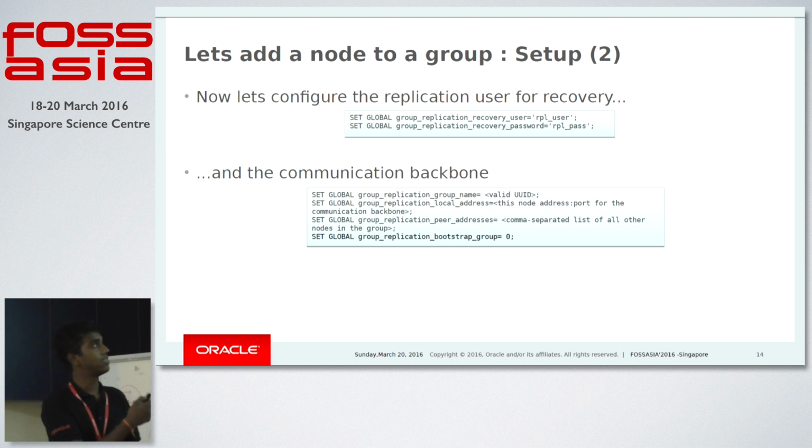And this variable is only used for the first member, which is used to bootstrap the group. Again, this is only for the communication engine. There is no use of it once the group replication is running. This is only for starting the communication engine that we have.